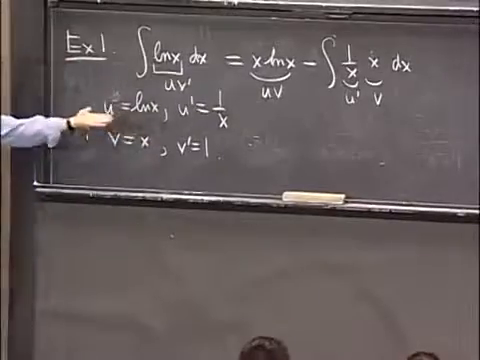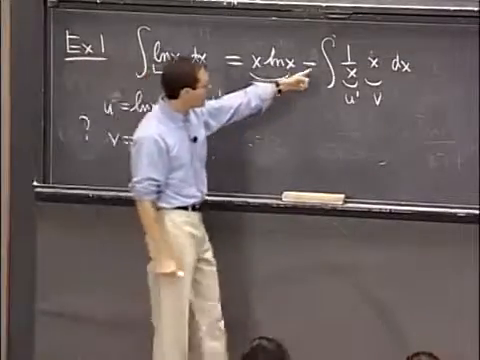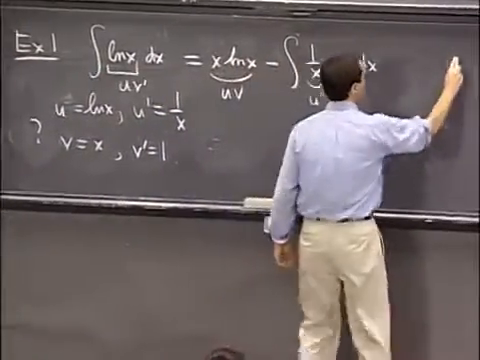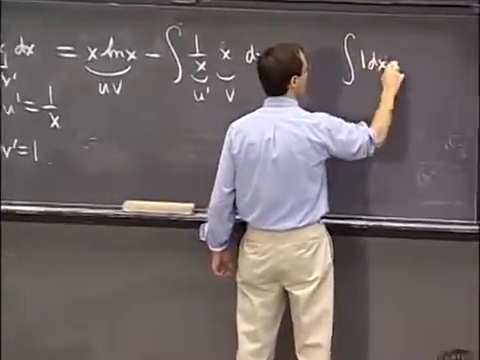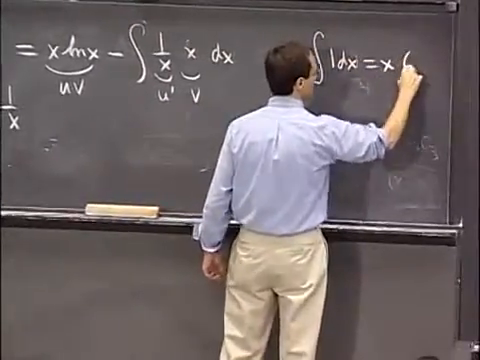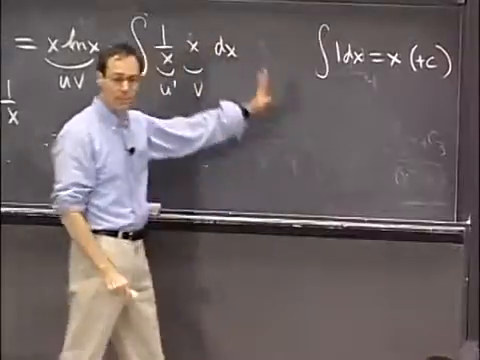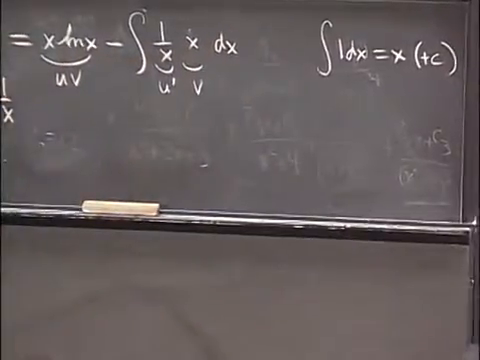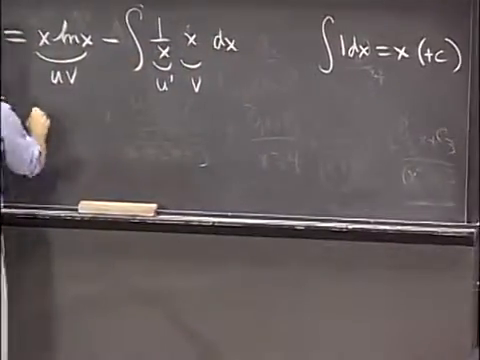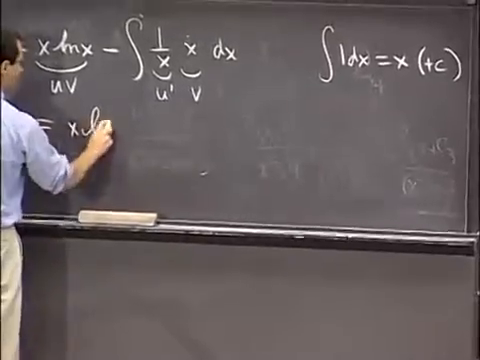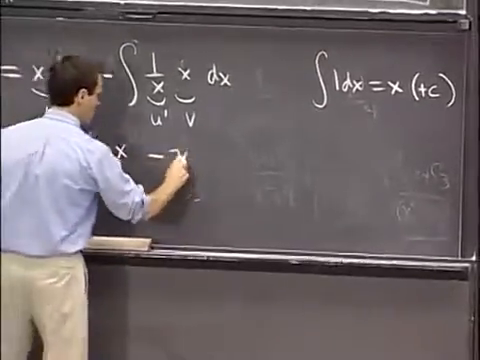Now that one is easy to integrate, because 1 over x times x is 1, and the integral of 1 dx is x plus c, if you like. So the antiderivative of 1 is x. And so here's our answer. Our answer is that this is x log x minus x plus c.